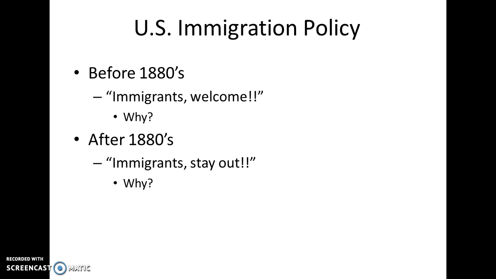All right. Shifting over a little bit now to immigration. In general, the United States has changed its opinion on immigration. Before the 1880s, we had a general policy of welcoming all immigrants. After the 1880s, we became a country where we didn't want as many immigrants. And I want you to think for just a little bit about why the change. Why was there a change after the 1880s in the United States' opinion?